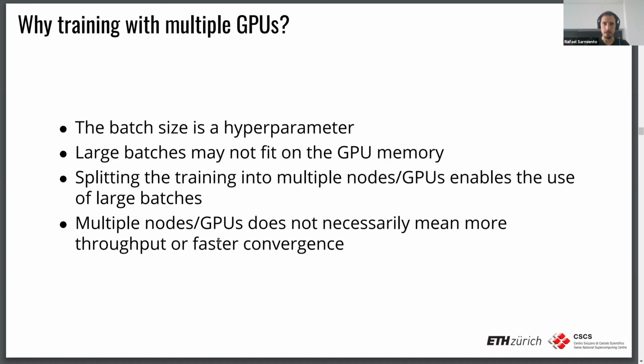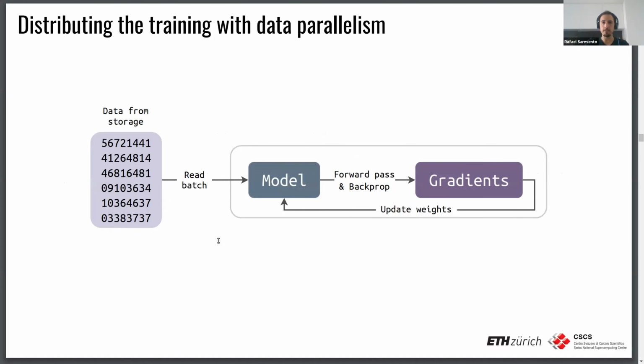Okay. So we have data parallelism. We're going to split the data over multiple nodes. So in a single node, what we have is something like this. We have the data from storage. We read a batch. We pass it to the model. With this batch, we compute the forward and backpropagation. Then we get some gradients out of that. And with these gradients, we update the weights. And we get another batch, and we repeat and repeat until we get convergence.